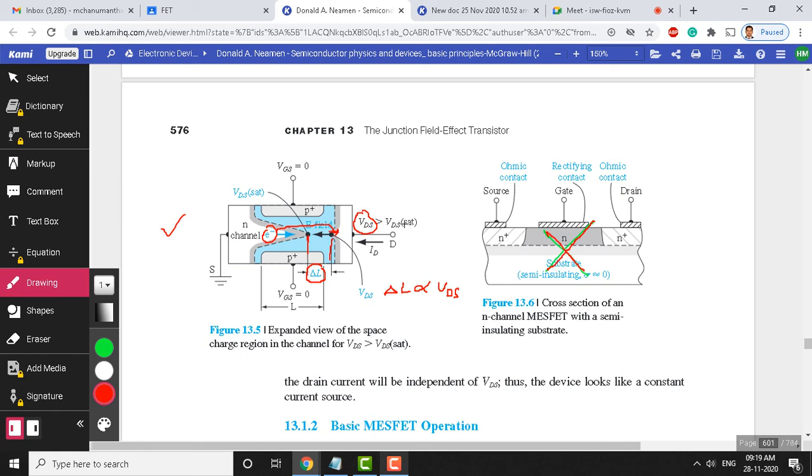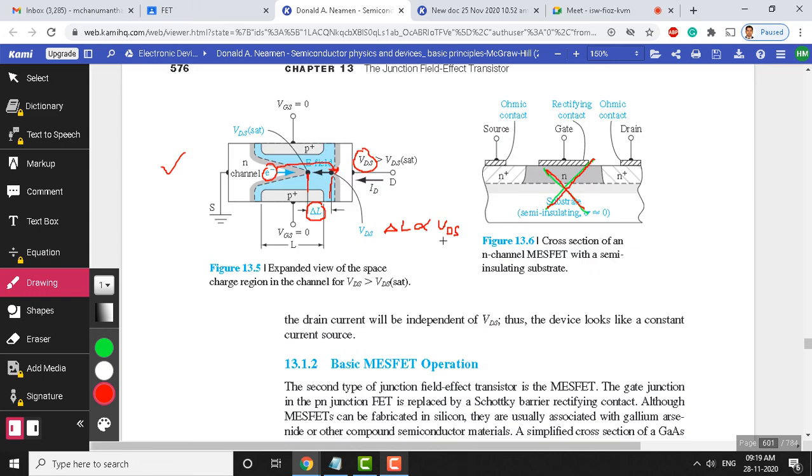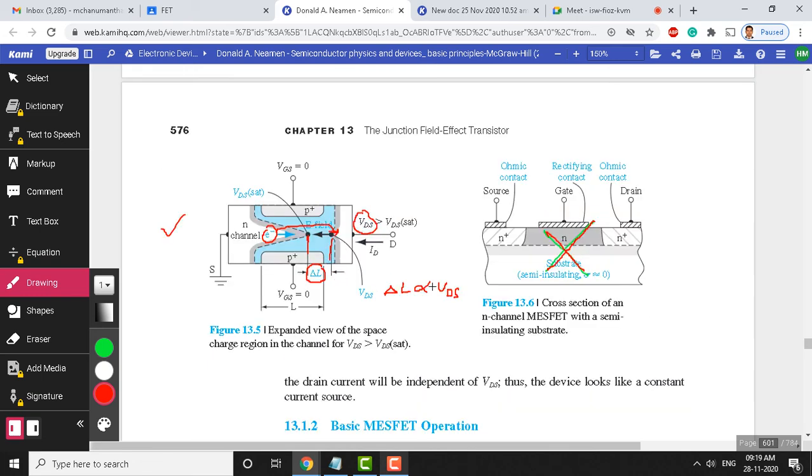That's why you see a graph, the graph we have shown here, becoming constant in the saturation region. Here we just want to explain what happens for larger values of VDS, how exactly constant current is flowing, with charges moving from source to drain and current flowing from drain to source. We have to show that with this expanded view of the diagram.